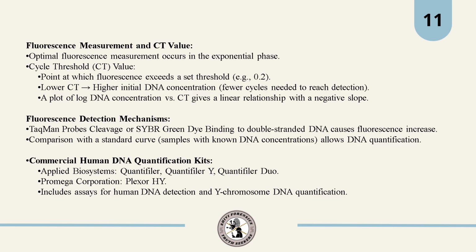So both the exponential phase and the CT value are the most important components for the determination of the DNA concentration in the unknown sample. The most recently used commercial kits to assay human DNA and Y chromosome DNA quantification are Quantifiler, Quantifiler 5, and Quantifiler Duo. And this is the method which is being used in laboratories nowadays.